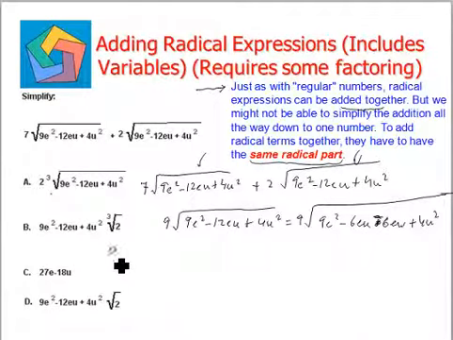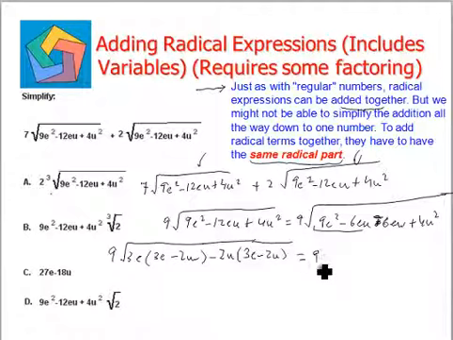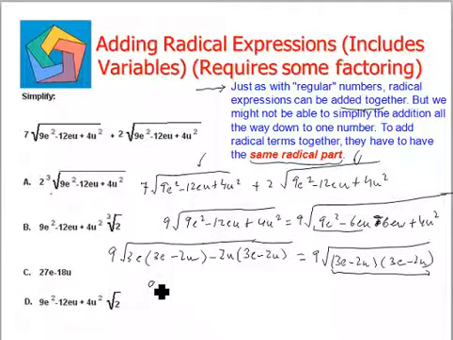So we have 9 outside. From the first two terms you can pull out a 3e, and inside you are left with 3e minus 2u. From the last two terms you can pull out a negative 2u, and inside we are left with 3e minus 2u. This is equal to 9 times the square root of 3e minus 2u times 3e minus 2u. Now these can be paired and they come out as a single term, that is 9 times 3e minus 2u.